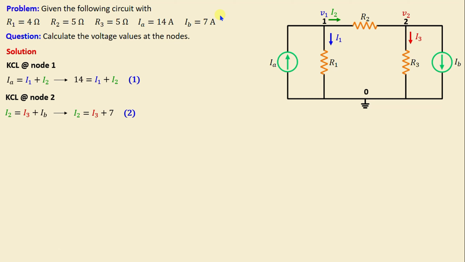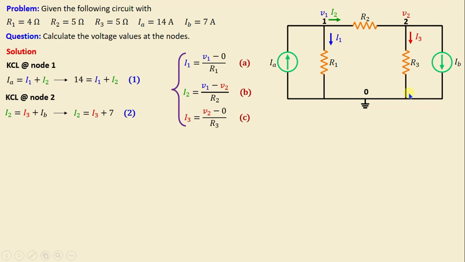According to Ohm's law, the currents can be expressed as the voltage difference across a resistor divided by the resistance. This implies that the currents can be determined by the following equations: I1 is equal to V1 minus 0 over R1, I2 is equal to V1 minus V2 over R2, and I3 is equal to V2 minus 0 over R3. Now, by substituting equations A and B in 1, we can write 14 is equal to V1 over R1 plus V1 minus V2 over R2.